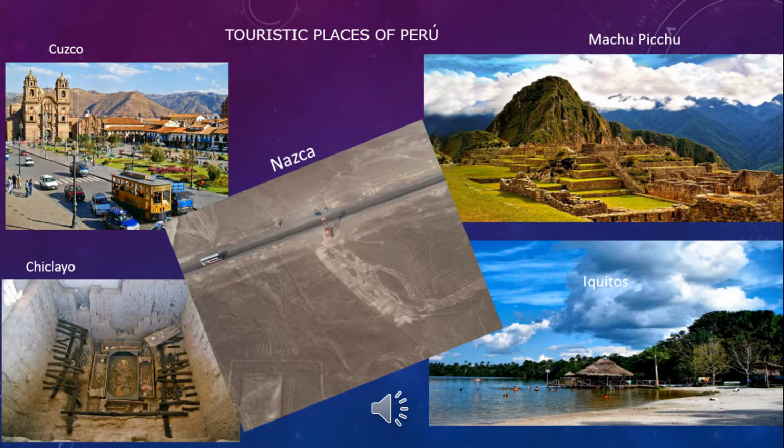Talking about the touristic places or most representative places in Peru, we can find Cusco. It's a city in southeastern Peru near the Urubamba Valley of the Andes mountain range. It is the capital of the Cusco region as well as the Cusco province.